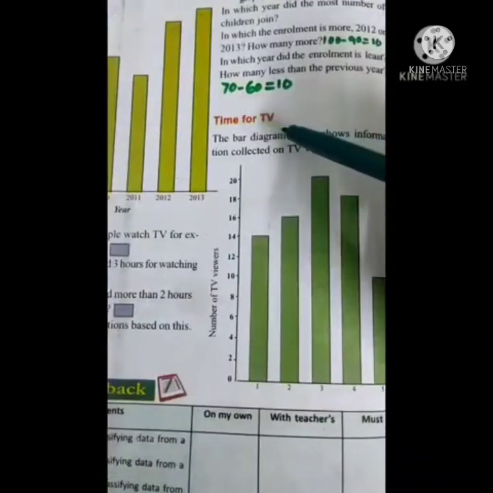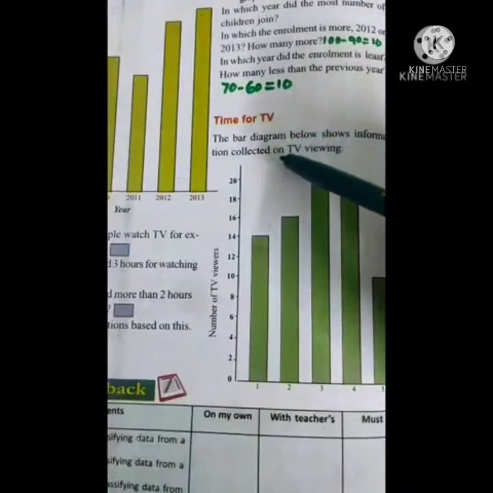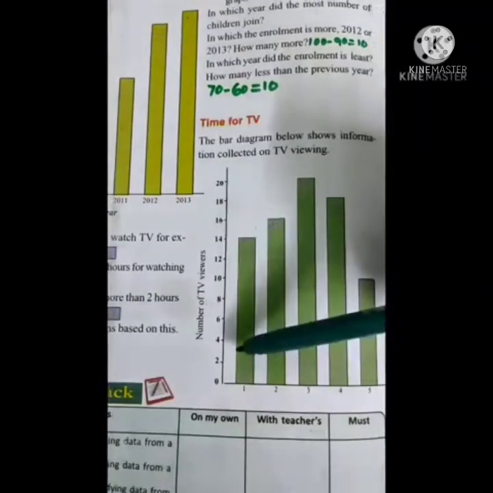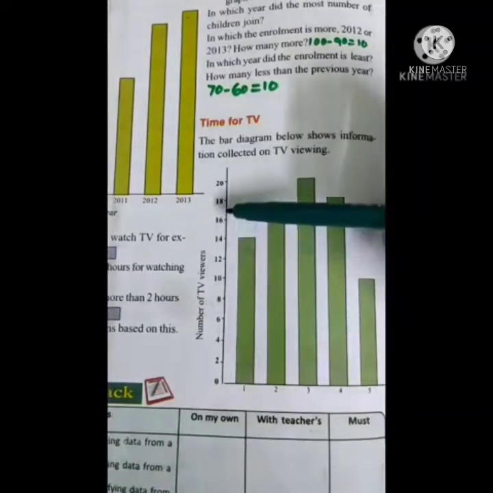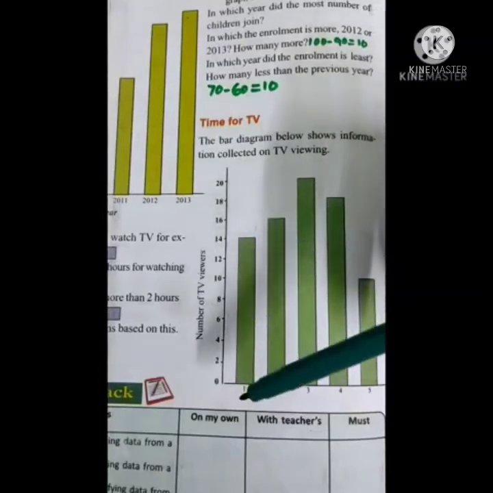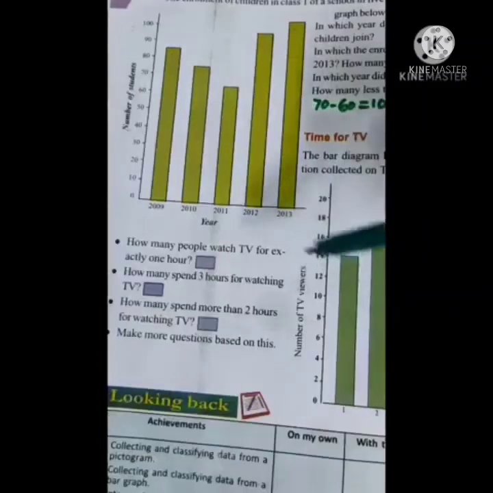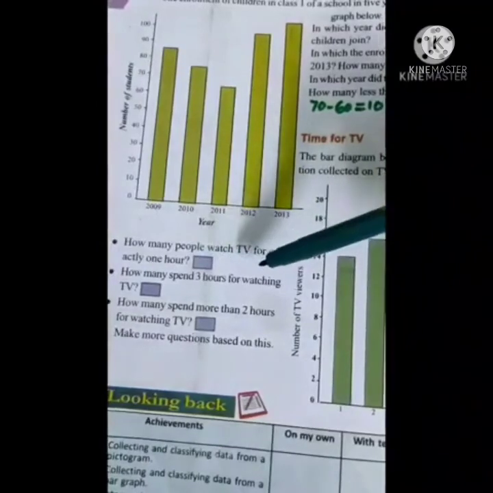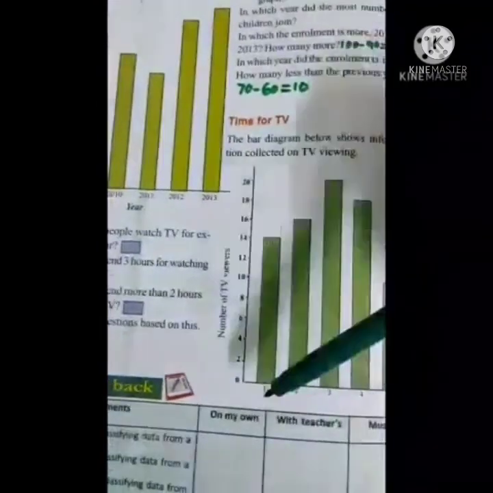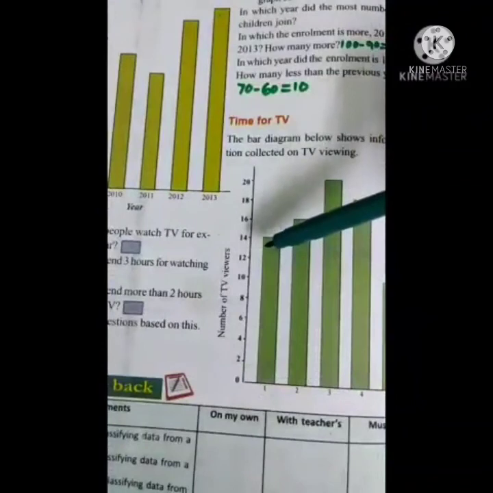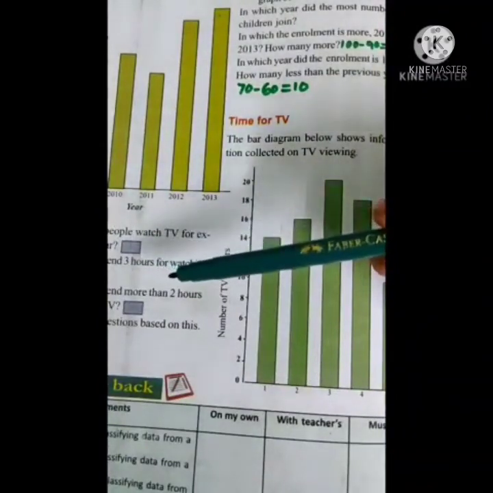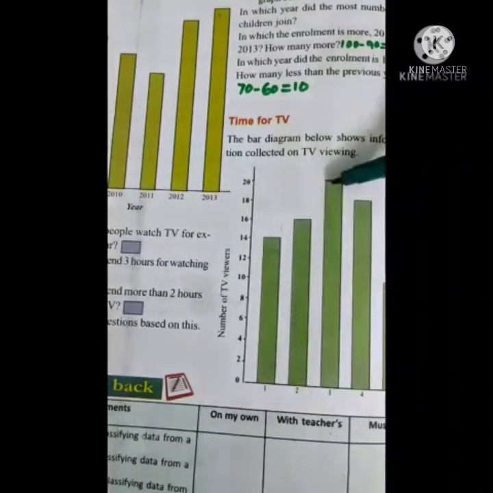Then look at the next activity, time for TV. The bar diagram below shows the information collected on TV viewing. Here the vertical line shows the number of TV viewers and the horizontal line shows time. Then how many people watch TV for exactly 1 hour? For exactly 1 hour, 14 viewers are watching TV. How many spend 3 hours watching TV? There are 20 viewers watching TV for 3 hours.